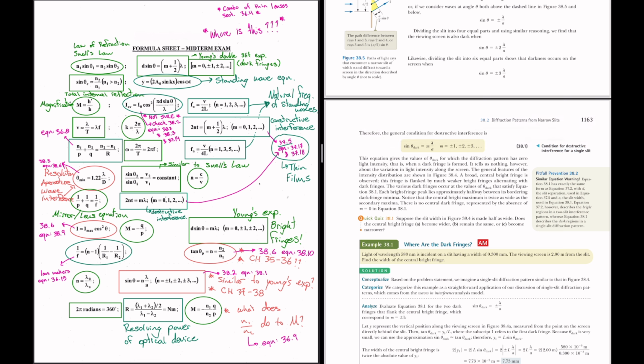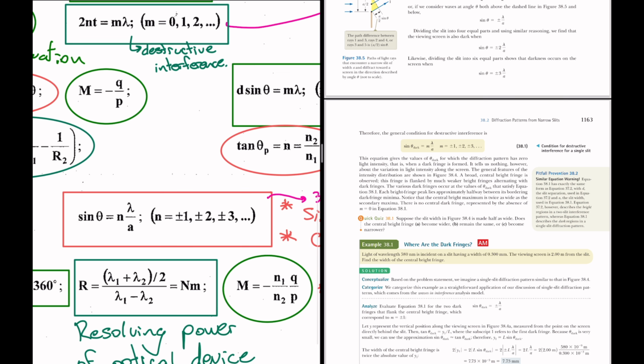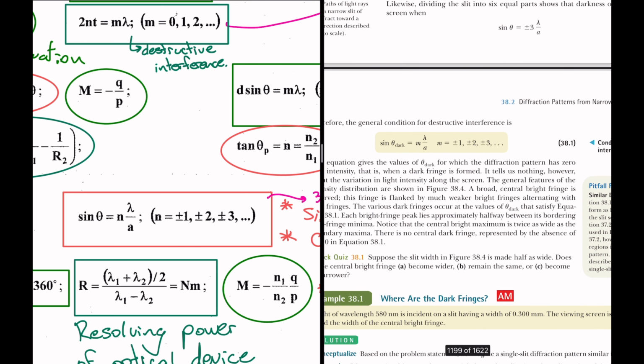Condition for destructive interference for a single slit. Now take a look at this. We have this equation over here, sine theta, and we have sine theta dark in equation 38.1. Here we have n, and in equation 38.1, they actually use m. But the equation is the exact same. We just replace one letter for another.